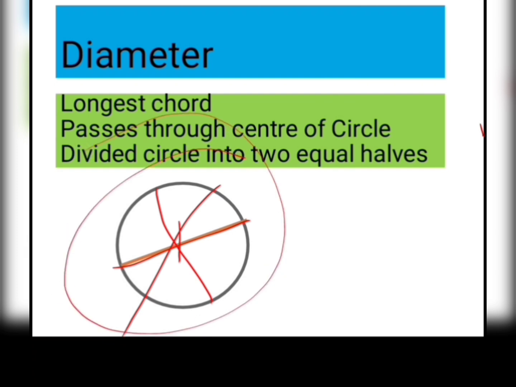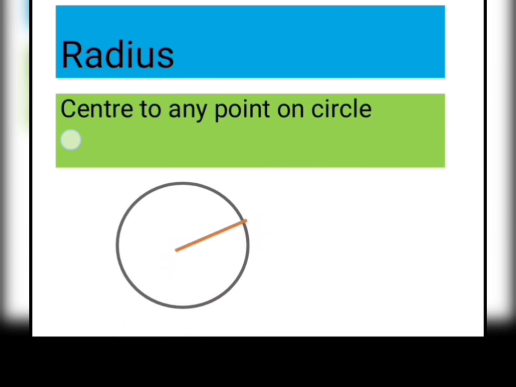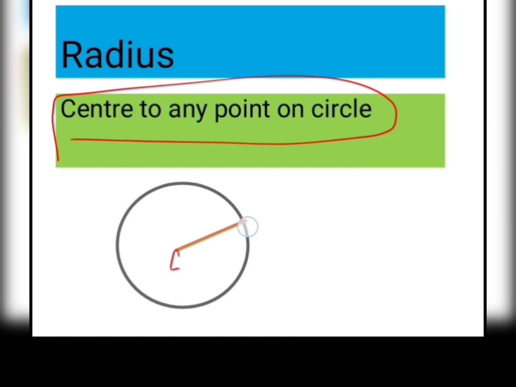What is radius? Let's learn. Radius is the line segment which is joining center to any point on the circle. You can take from here to here or here to here, any point. Center to any point on circle, whatever you want to choose, and you join a line from center to that point, then it is known as radius.